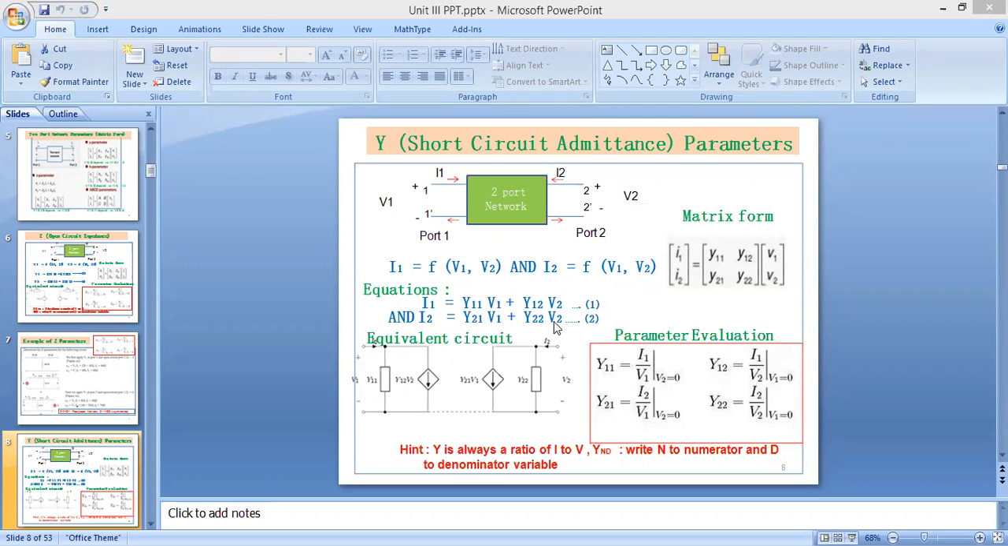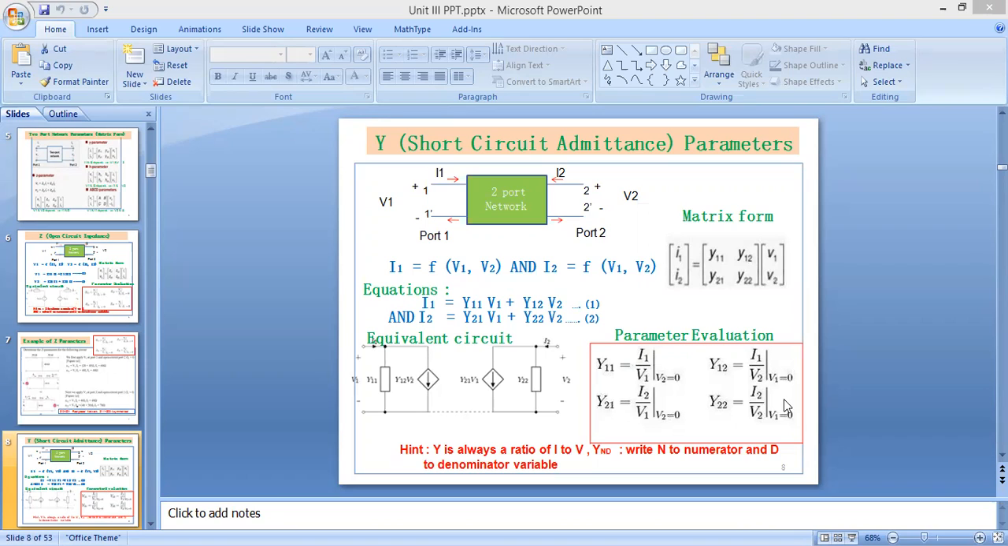In the second equation, your equation will become I2 equal to Y21 into V1. If you are writing in the form of Y21, your equation will become Y21 equal to I2 upon V1, but when V2 will be 0. Again, if you are considering V1 as 0 for the first equation and second equation, you will get this equation, but when the value of V1 is 0.